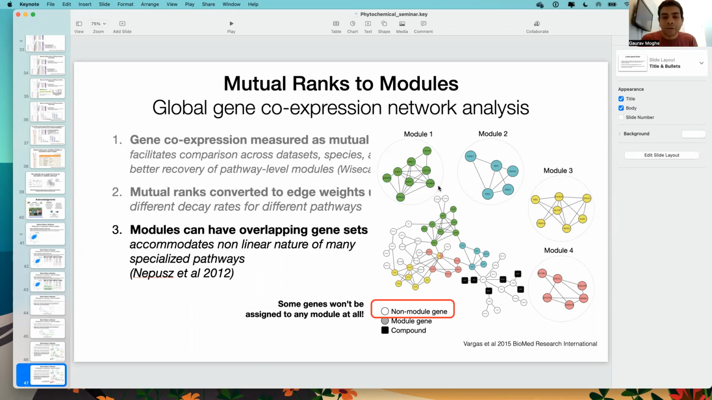I agree. In my own experience, WGCNA gives some modules that are really large, hundreds of genes, and that's biologically meaningless. But mutual rank does give smaller, tighter modules, so that helps in interpretation. Yeah. Yes.